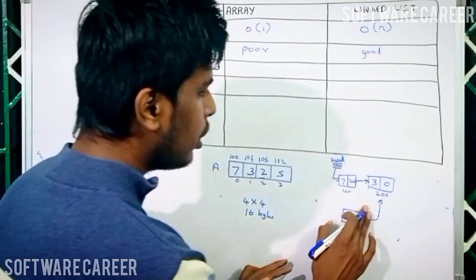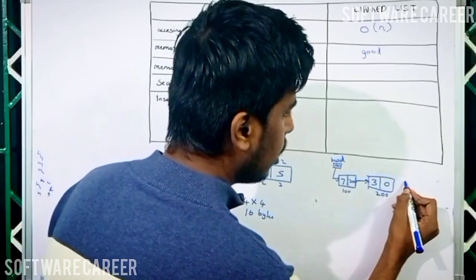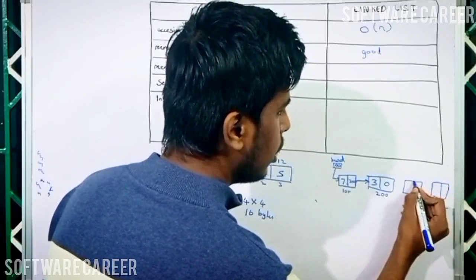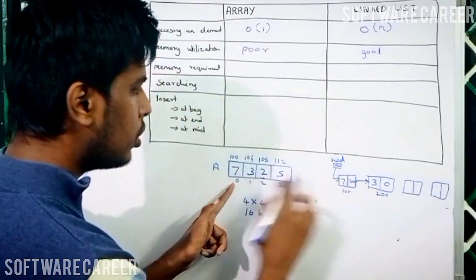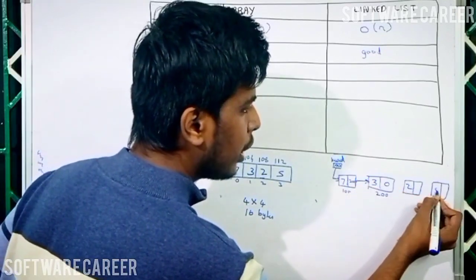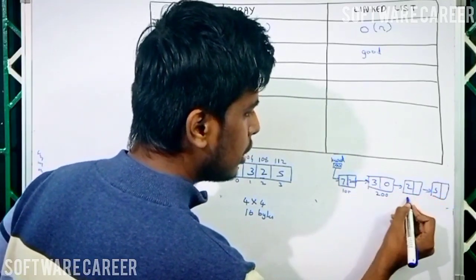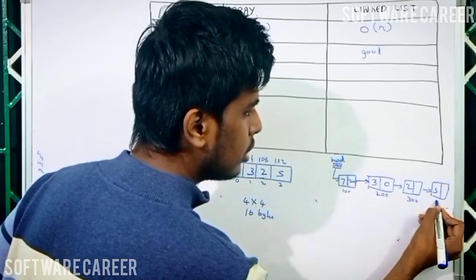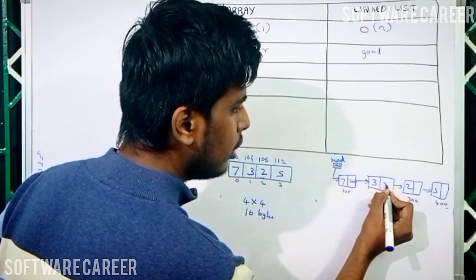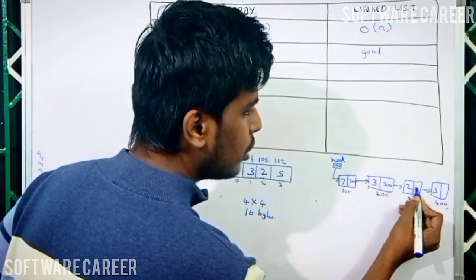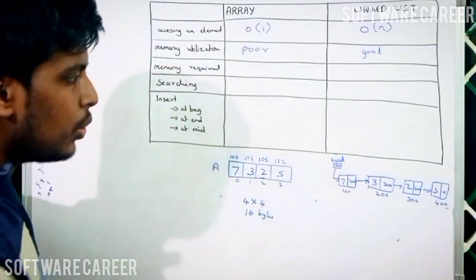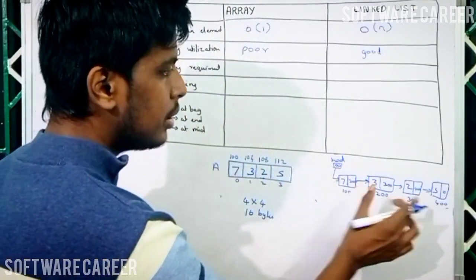Now suppose there are 4 nodes in a linked list. Suppose you are storing the same elements, 7, 3, 2, 5, in this linked list also. Let's say this is address 300 and this is, let's say, address 400. Now this points towards 300. Now this will point towards 400. Then this is 0 because no node is there next. Now see, how much size does this take?